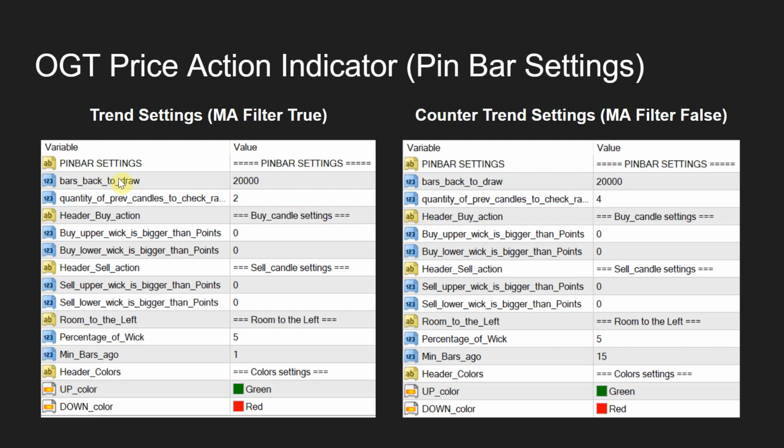So the first setting is bars to draw. This setting is the number of bars to check to see if there was a valid pin bar based on the settings we're going to go through in a second. Because it was the first one I built, you have to physically type in how many bars to check. I've just put 20,000 in there, so there are enough bars, whatever time frame you're looking at, to do some visual backtesting with it. The next one is the quantity of previous candles to check range.